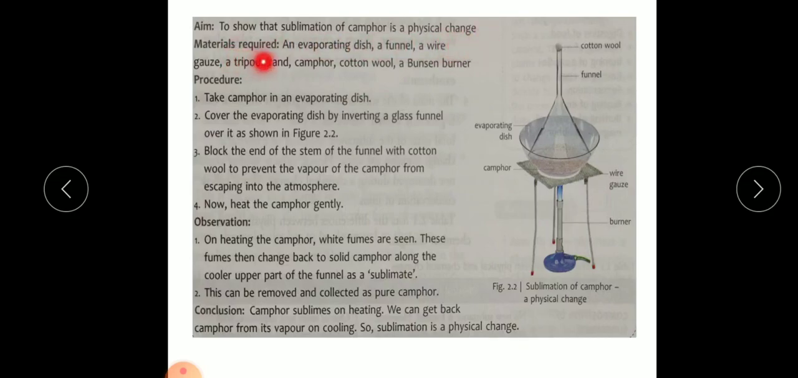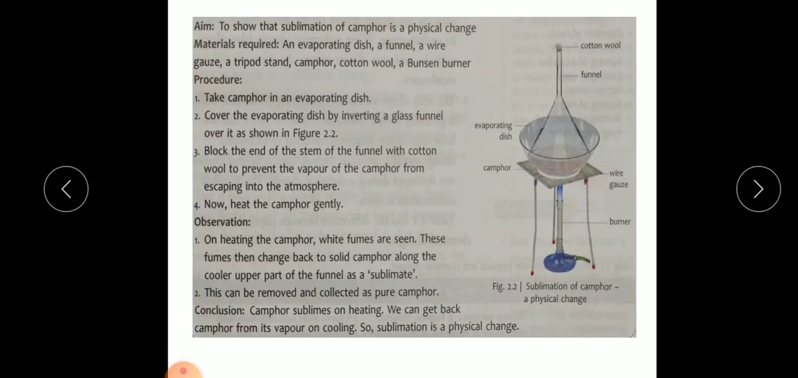So for this, the materials required will be an evaporating dish. Evaporating dish is this apparatus, a funnel, this one funnel which is kept upside down, a wire gauze, which is placed above the tripod stand. A tripod stand is this one. Camphor is kept inside the evaporating dish. Cotton plug is this one, where the hole that is present will be blocked by cotton. And Bunsen burner, this is for heating.